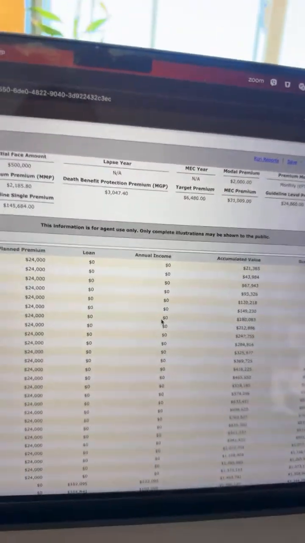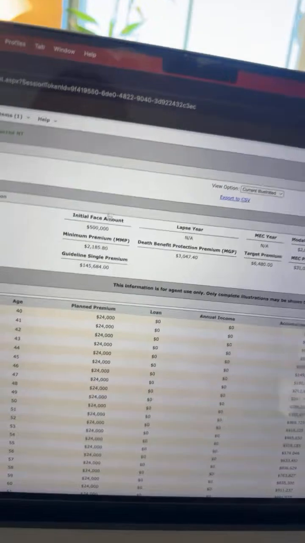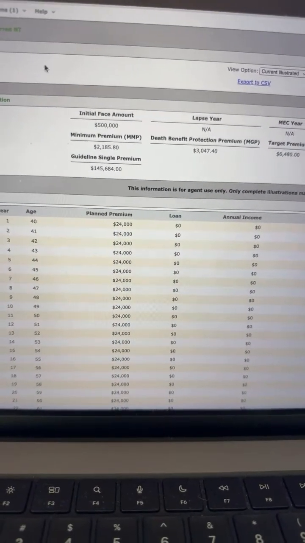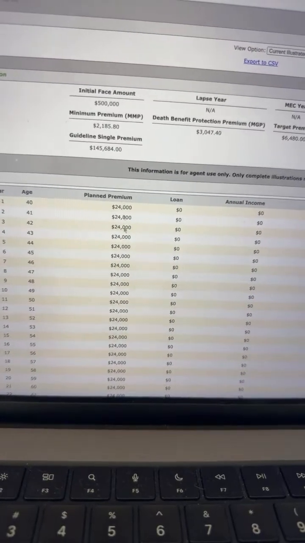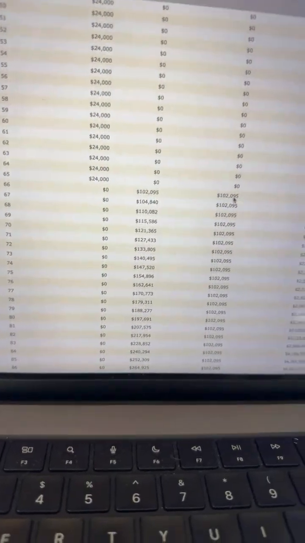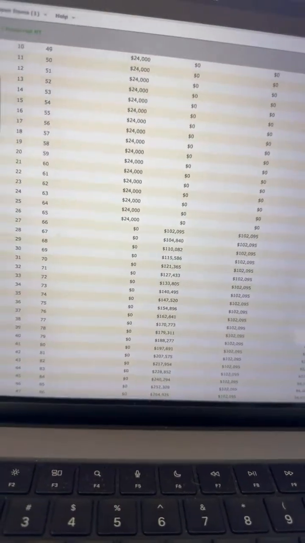But if we go back and we change this death benefit, and this is again with the $500,000 death benefit, so that's good. Let's take a look at this. With the $500,000 death benefit, he's not fully maxing it out in the first couple years. He's maxing out the guideline level, but not in the very beginning. 102,000 a year. But if we go back and we change this, let's change this to a $400,000 death benefit.